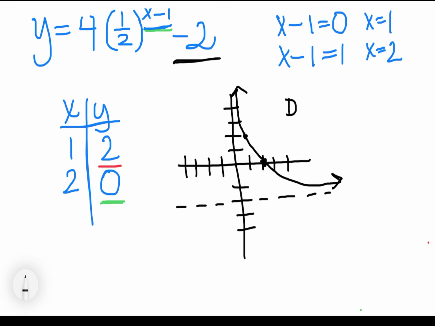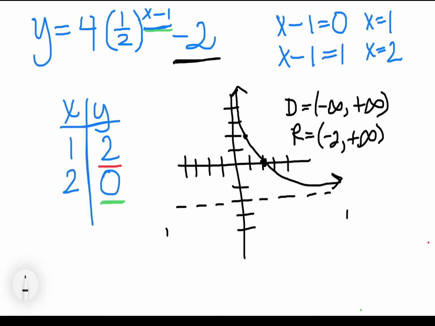Now our domain will be along the x-axis, so from -infinity to +infinity. Our range will start from the bottom at our asymptote, so it'll be -2 to +infinity. So this was graphing exponential functions with transformations.